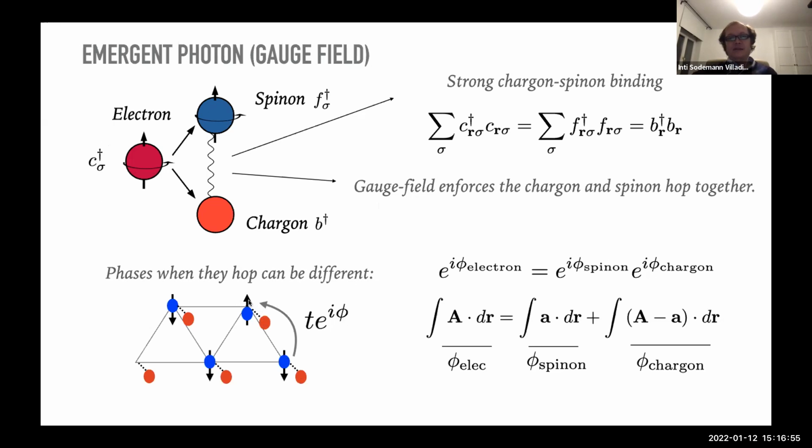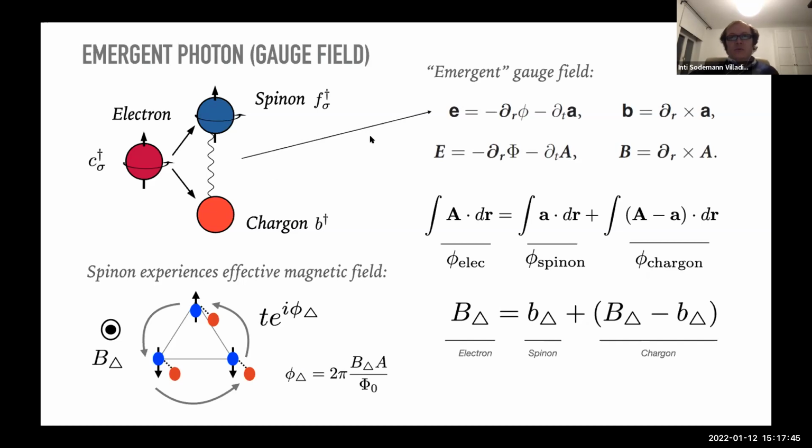However, the phases that they acquire when they hop can be different. The only constraint is that the sum of the phases that the spinon and the chargon acquire equals the phase that the electron acquires when it hops between lattice sites. And so the emergent gauge field that I denote here by little a, while capital A is the physical gauge field, is the gauge field that gives rise to the phase that the electron acquires. The emergent gauge field, denoted by this little a, keeps track of the phase difference that the spinon and the chargon acquire. Their sum needs to be equal to the one that the electron acquires.